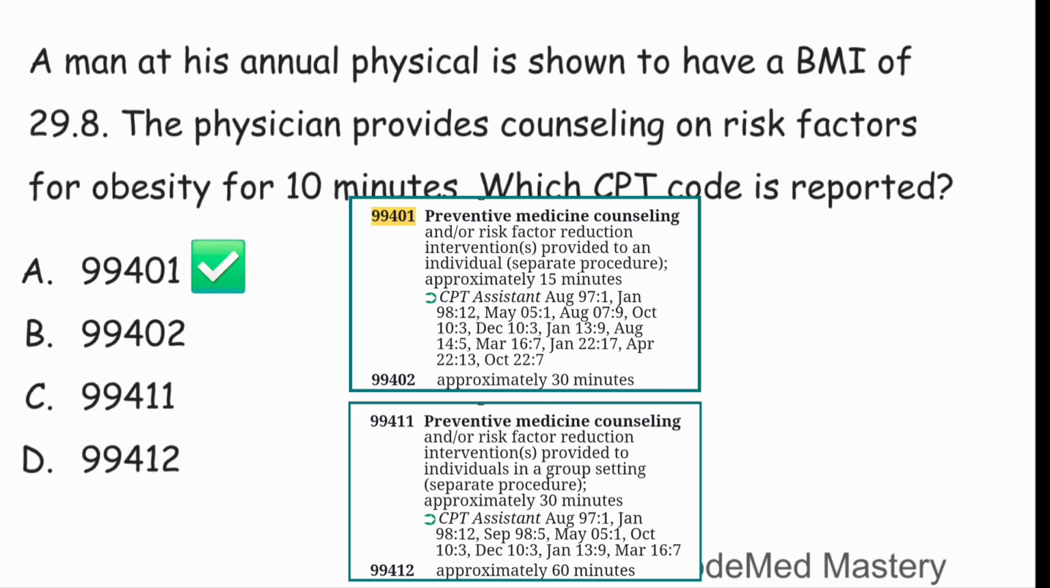99401 is used for preventive medicine counseling and risk factor reduction interventions provided to an individual. So it applies to sessions lasting approximately 15 minutes and is used when a healthcare provider engages a patient in discussions aimed at promoting health and preventing disease. And in the question, the time is 10 minutes. Therefore, it exactly matches with the code 99401. Option C and D is wrong because it applies to group preventive medicine counseling, not individual counseling. According to the question, we have to code for individual counseling.